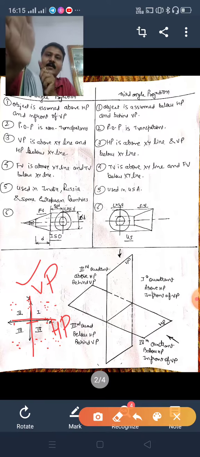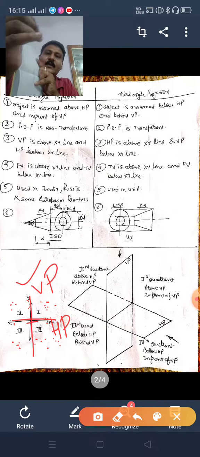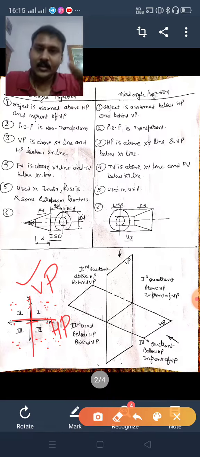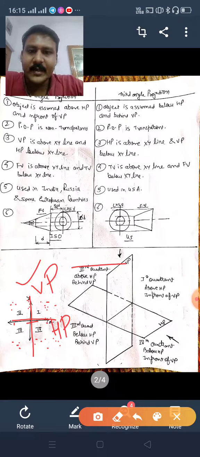Likewise, this is the vertical plane, this is the profile plane, and this is the horizontal plane. In the vertical plane you will get the front view, in the horizontal plane you will get the top view, and in the profile plane you will get the side view. Okay. So this is the rotation protocol which I have already mentioned.